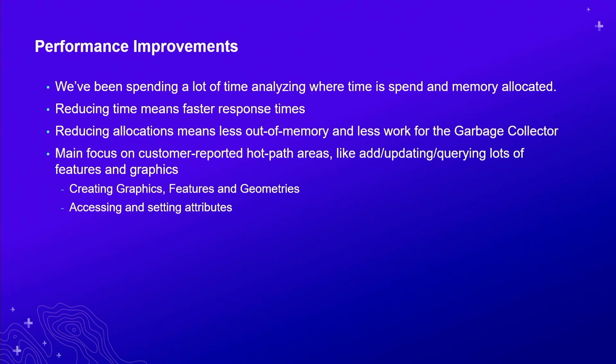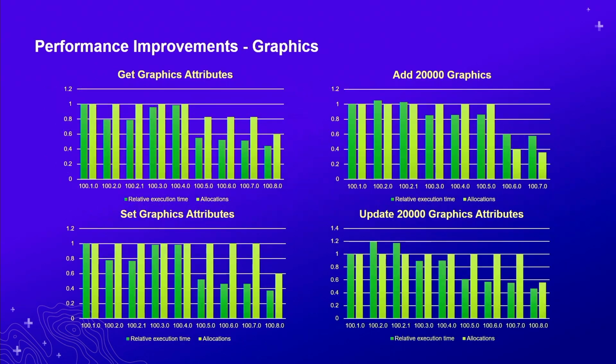So we have some graphs that I want to share to give you an idea of the improvements we've been doing over the last few years. Here's a set of graphs, working with graphics. What you're looking at is that the green bars represent execution time as a relative value. 1 means the reference, the first release, and the light green ones are allocation. If it's lower than 1, that means it's faster for the green one, or fewer memory allocations for the light green one. For instance, a value of 0.5 means twice as fast or half the memory.